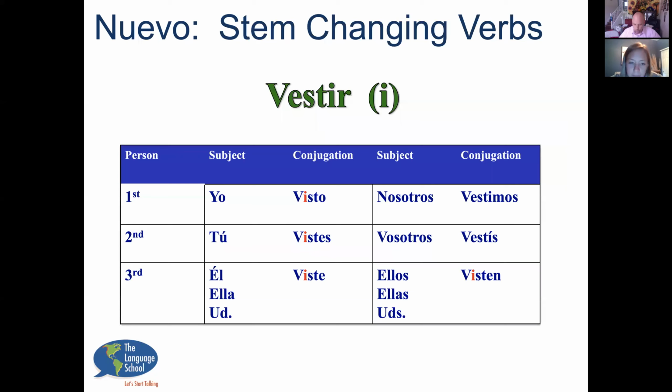Tú vistes. Él viste. Ella viste. Usted viste. Nosotros vestimos. Ellos visten. Ellas visten. Ustedes visten. Muy bien.